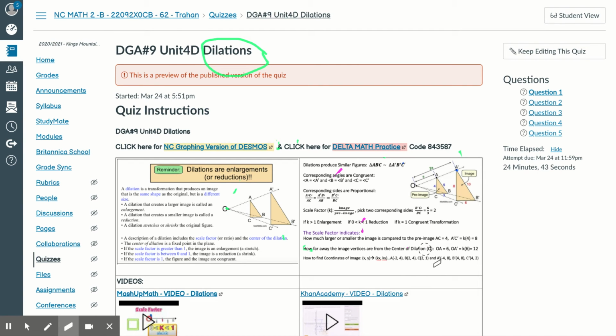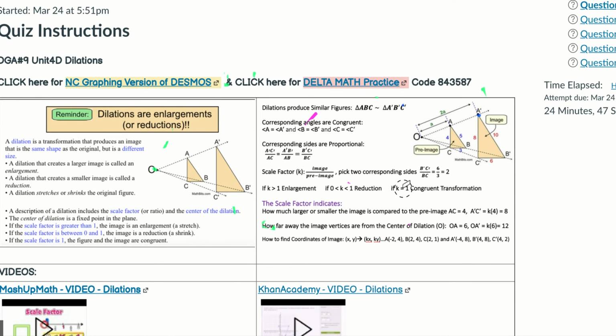Down here at the bottom is what I already went through. So it says here, here's how I showed you when I cross multiplied. It's showing you how much larger or smaller the image is compared to the pre-image. Here, instead of doing the cross multiplication, it just multiplied. It took the 4 right here and multiplied it times the scale factor and got the 8. 4 times the scale factor of 2 equals the 8.